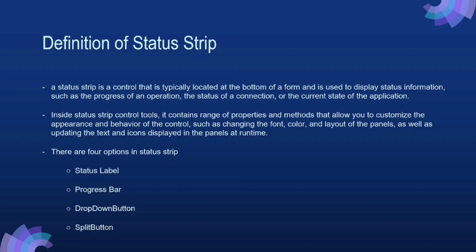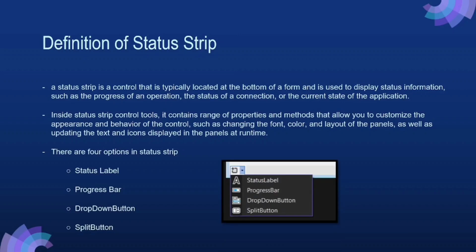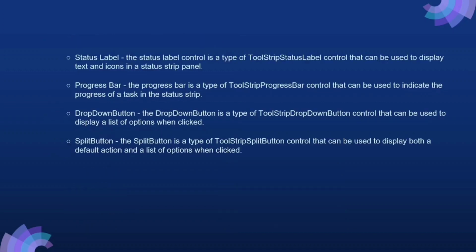There are 4 options in status strip: status label, progress bar, drop-down button, and split button. Now, we will define each option. Status label. Status label control is a type of tool strip status label control that can be used to display text and icons in a status strip panel. Progress bar. The progress bar is a type of tool strip progress bar control that can be used to indicate the progress of a task in the status strip.